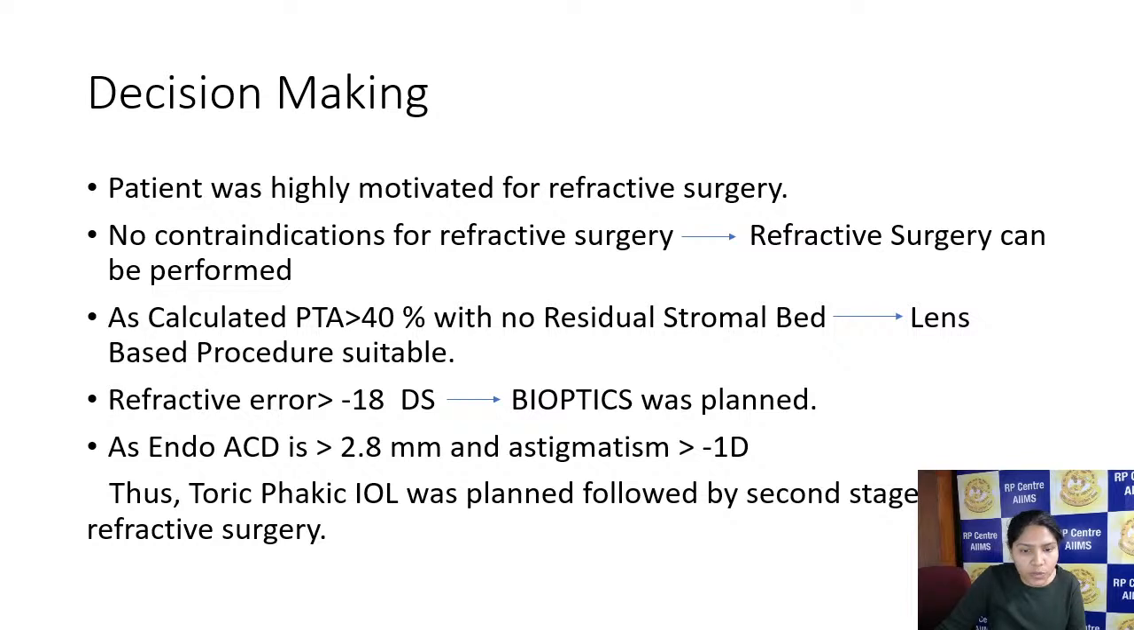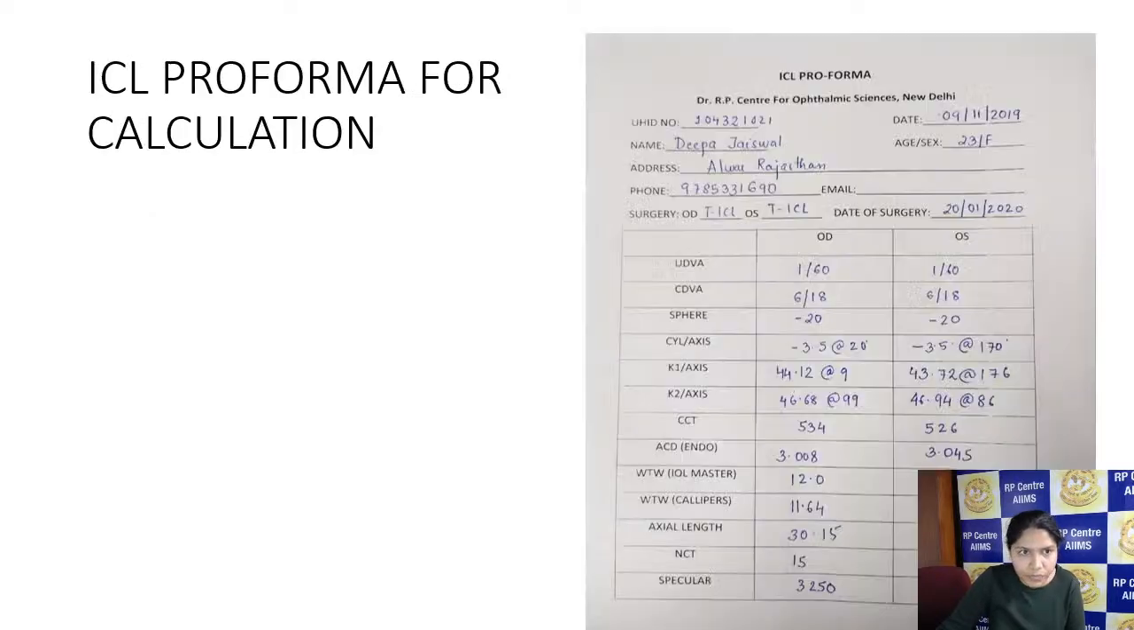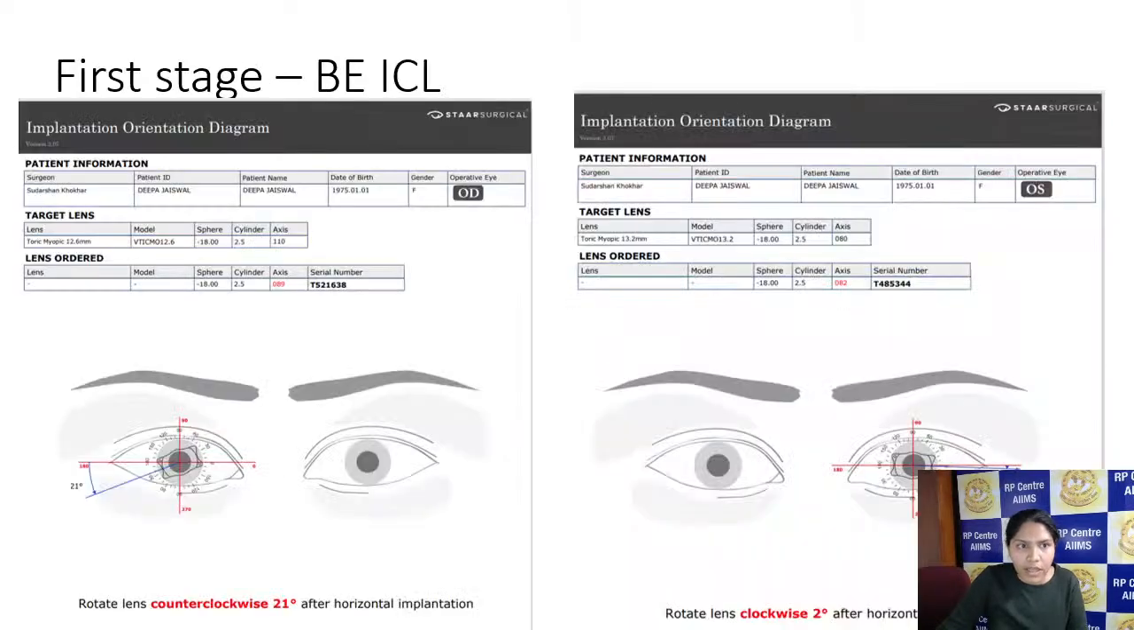As endo-ACD was more than 2.8 mm in both eyes, and astigmatism was more than 1 diopter, a toric phakic IOL was planned, followed by a second stage corneal refractive surgery. So this is the ICL performer for calculation of the patient. So the first stage we did an ICL.